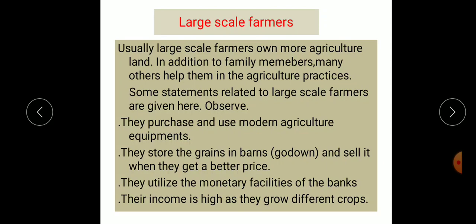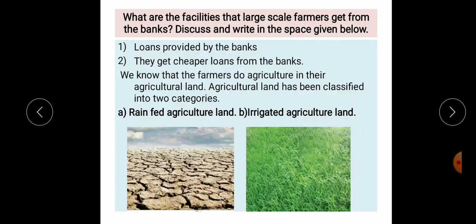So they are very rich and they grow different types of crops, they use modern agriculture equipment, and they store their crops. When they get a better price, they can sell it. So all these facilities are enjoyed by the large scale farmers.